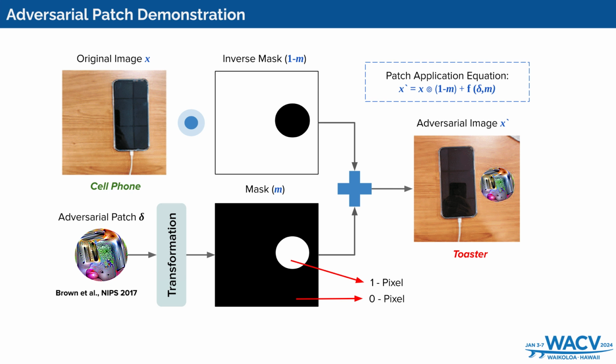So, what is an adversarial patch? If you see here, we have a trained adversarial patch, and if we place it over an image, the CNN predicts it as a toaster. So this shows that an adversarial patch is able to fool CNN models.